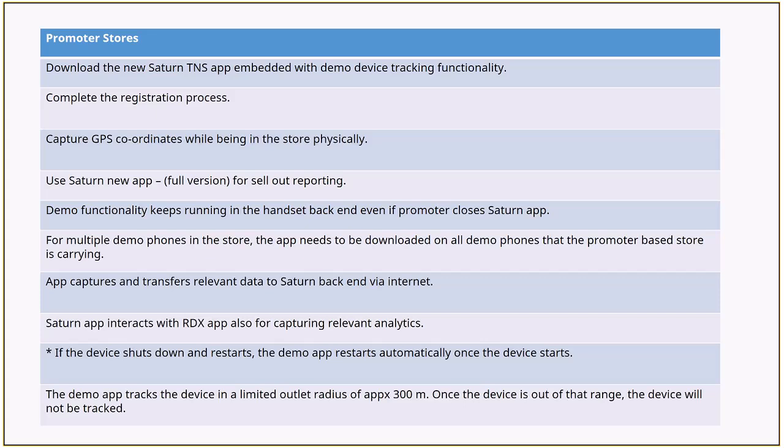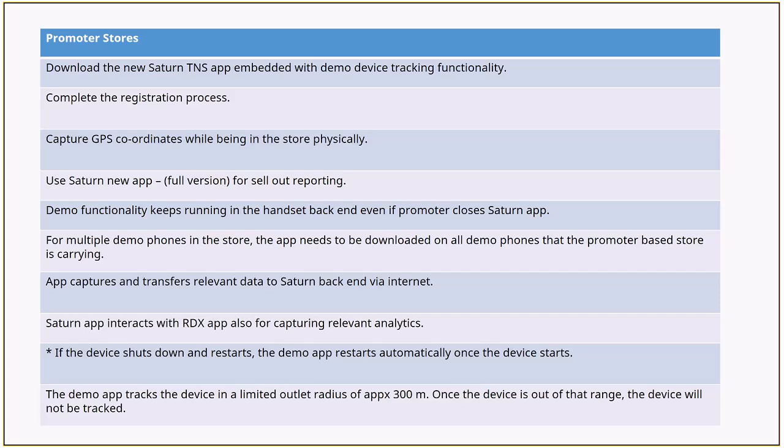What you need to do is download this new Saturn TNS app and complete the normal registration process. There will be an additional one-time GPS coordinates capturing page that will appear. What you need to do is capture the GPS coordinates. Do ensure that you are in the store when you are doing this particular one-time activity. It's very necessary that you are physically there in the store. Post that, the new Saturn app, which is the full version which contains the old functionalities and this one-time GPS coordinate capturing functionality, is now ready for reporting the normal day-to-day sellout.